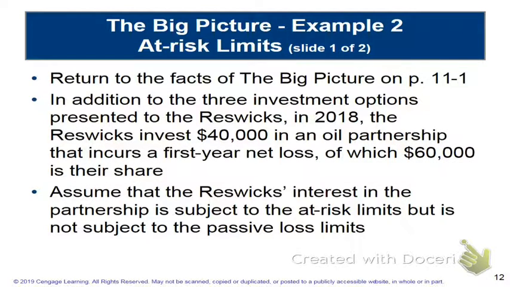So they have 3 options, all right? In addition, they added a 4th. If they invest $40,000 in an oil partnership that incurs a first-year loss of $60,000, assume the taxpayer's interest in the partnership is subject to at-risk but no passive losses, what can they deduct in the first year?